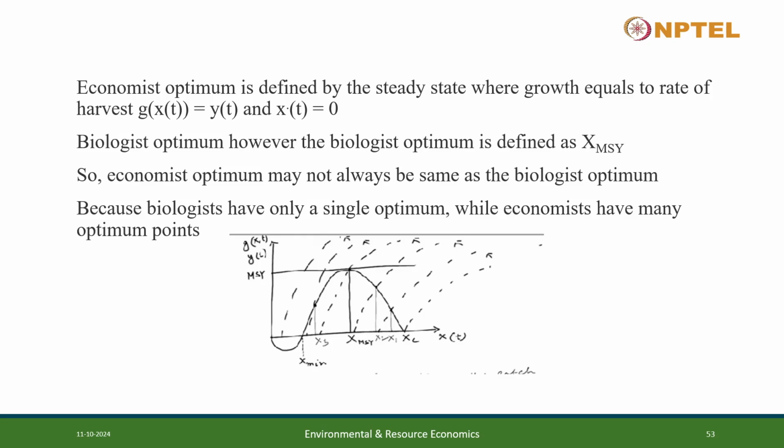Now the economy's optimum is defined by the steady state where growth is equal to the rate of harvest, where g(x_t) is equal to y_t and x dot t is equal to 0. So we have all the points x1, x2, x3 and so on. However, we have seen that the biological optimum is only at the point x MSY. So the economist's optimum may not always be the same as the biologist's optimum, because biologists have only a single optimum while economists have many optimum points.